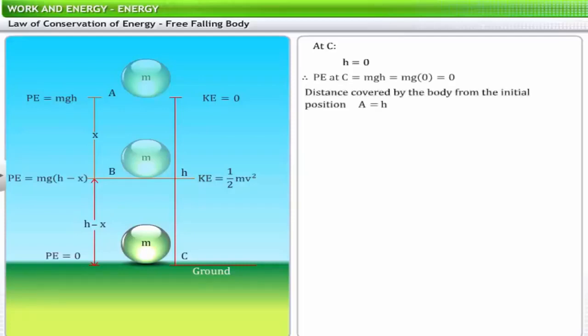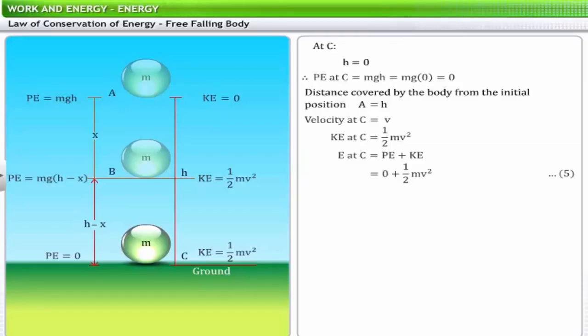At this point, the body has covered a distance h from its initial position A. Let the velocity of the body at C be v. Its kinetic energy at C is equal to half mv square. The total energy E at C is the sum of the potential and kinetic energies at C. That is, the sum of 0 and half mv square. Let this be equation 5.